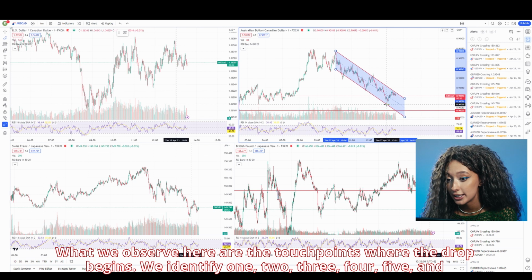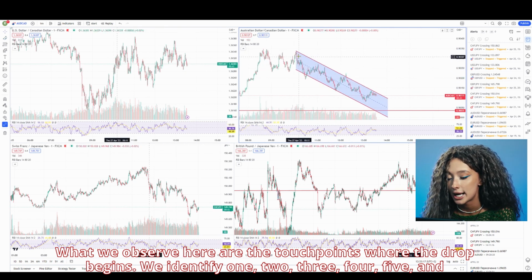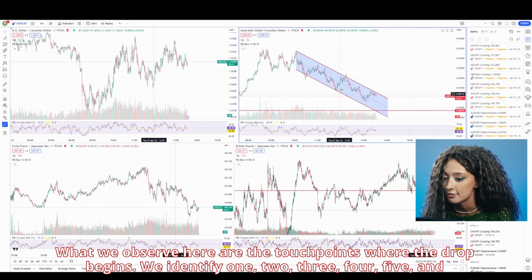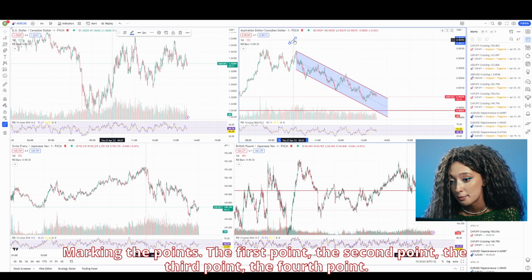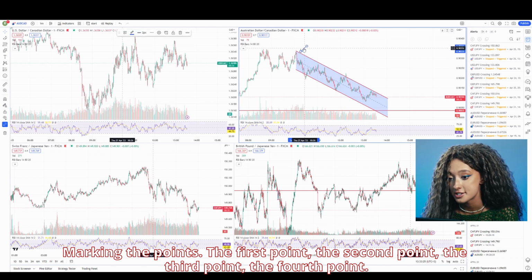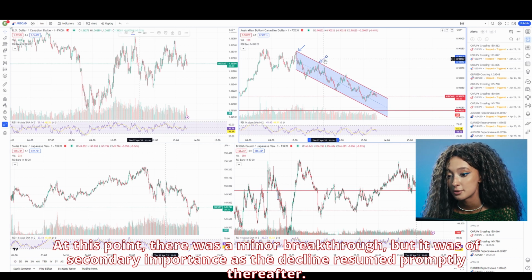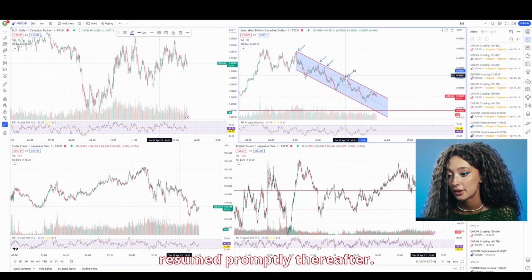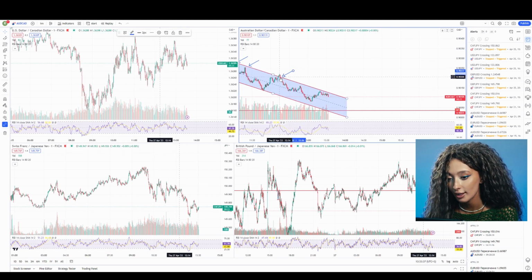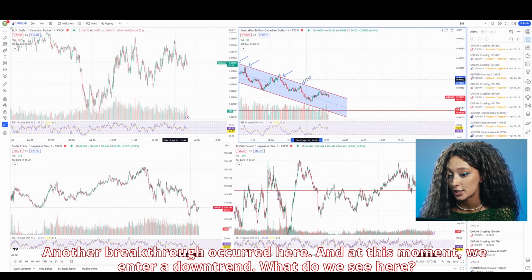What we observe here are the touch points where the drop begins. We have 1, 2, 3, 4, 5, and the decline continues from the peak to the minimum, making the points. The first point, the second point, the third point, the fourth point. At this point, there was a mirror breakdown, but it was of secondary importance as the decline resumed promptly thereafter. Another breakdown occurred here, and at this moment we enter a downtrend.